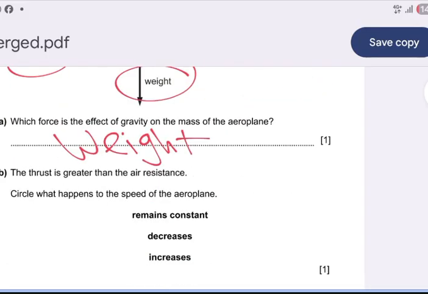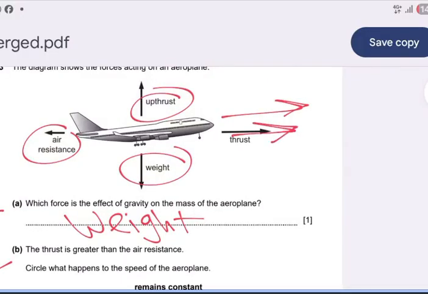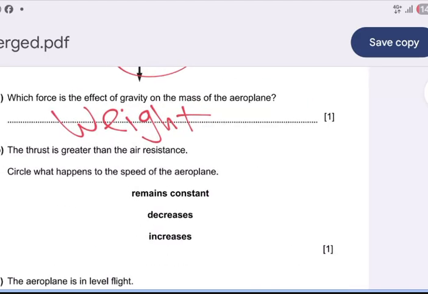Okay, letter B. The thrust is greater than the air resistance. Circle what happened to the speed of the airplane. So now the thrust here, this one forward, is greater than air resistance. So, do you think, circle what will happen? Do you think I will say remains constant? Or I will say decreases or increases? Remains constant. Why does it remain constant? Why do you think that?